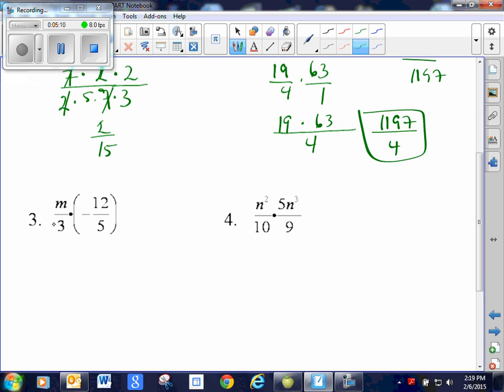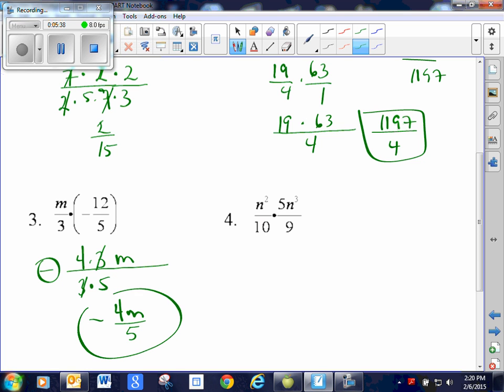This is a negative times a positive. I write my sign down, circle it, and forget about it. Single fraction bar. We always want to write our numbers in front of our variables. So I see 12, and I see a 3 down here. So that's going to work nicely. I can think of 12 as 4 times 3. There's the m. And in the denominator, I have 3 times 5. The 3's will cancel. Put it back together again. Minus 4m over 5 is your answer.